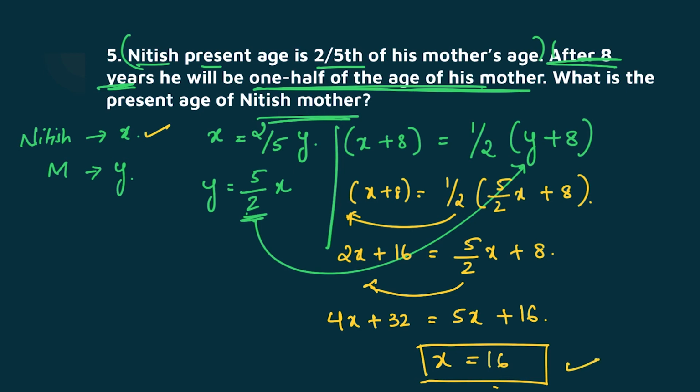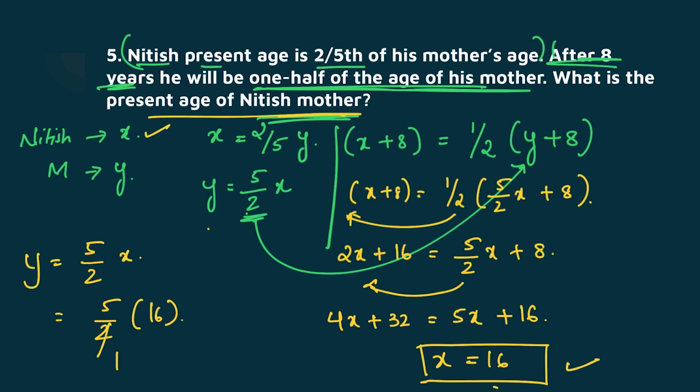Now we have to find the present age of his mother. His mother's age, y, is equal to 5/2 into x, which is equal to 5 by 2 into 16. 2 ones are 2, 2 eights are 16. 5 into 8, 5 eights are 40. Therefore, the present age of Nitish's mother is 40 years.